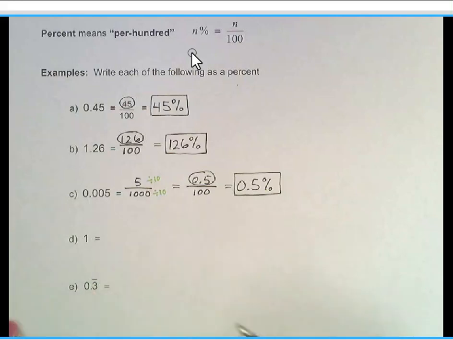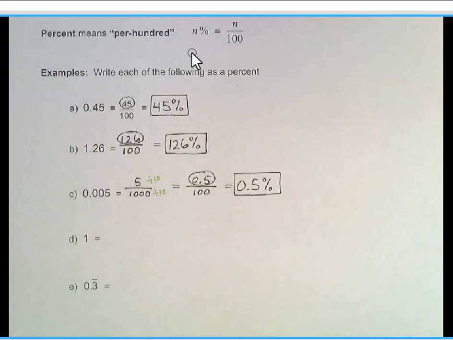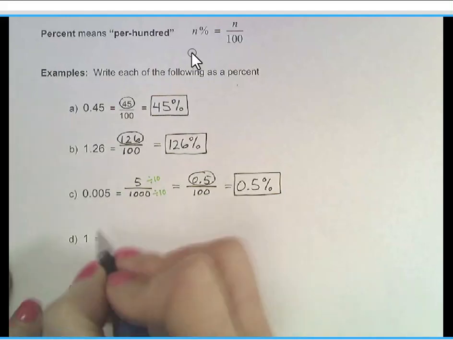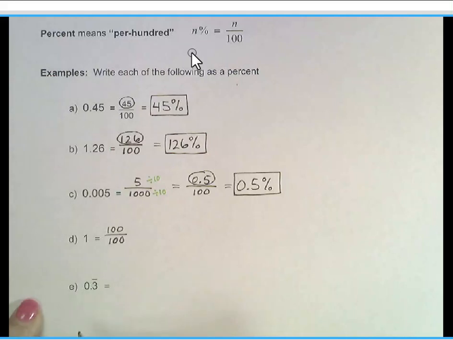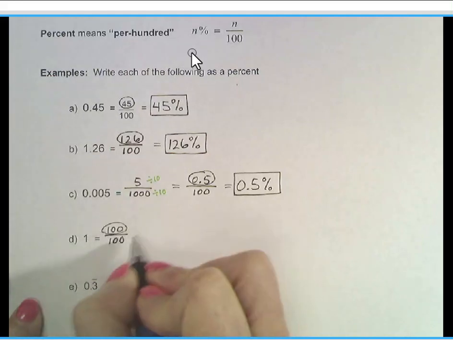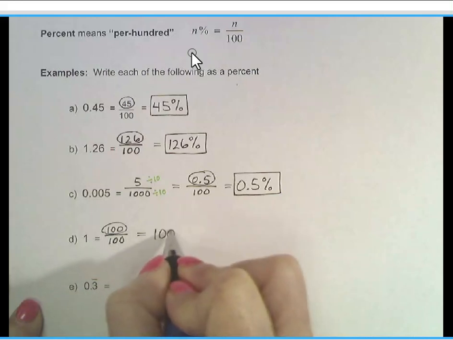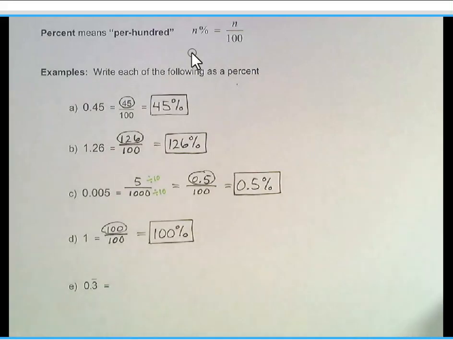How about 1? Well, if you wanted to write 1 as a fraction, pick any number you want. You could write it as 2 over 2, 5 over 5, 10 over 10, or we could write it as 100 over 100, because we're trying to get over 100 for all of these, because that means that the numerator is the percent. So 1 is the same thing as 100%.